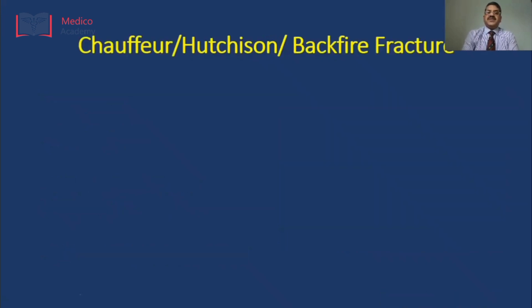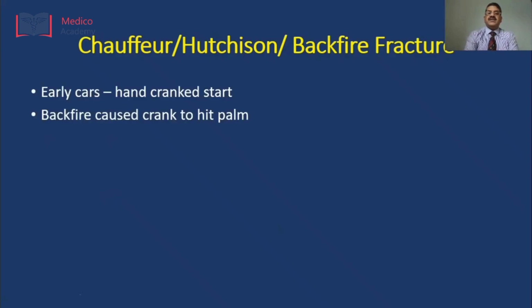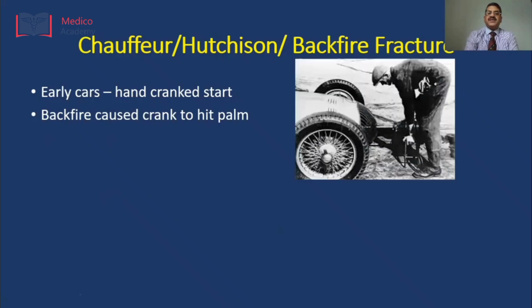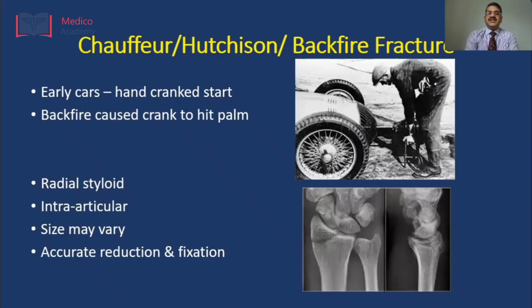Hutchinson gave his description of a Chauffeur fracture. These are also called backfire fractures. The name comes from early cars which required a hand crank start. The backfire caused the crank handle to hit the palm, causing this typical fracture, as you can see in this picture here. Basically, these are radial styloid fractures which are intra-articular. The size of the fragment may vary and these require accurate reduction and fixation.